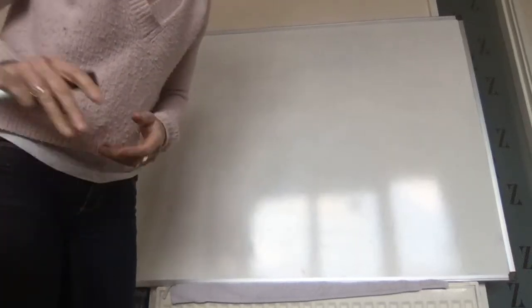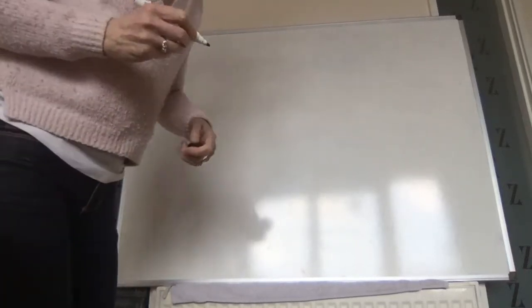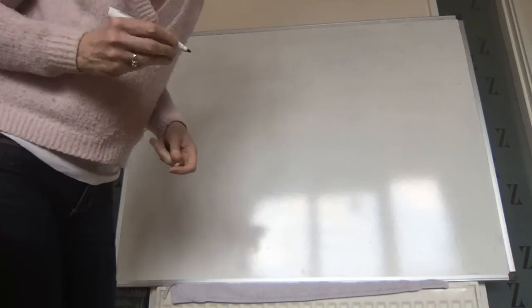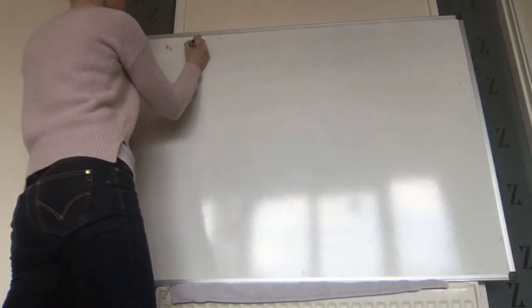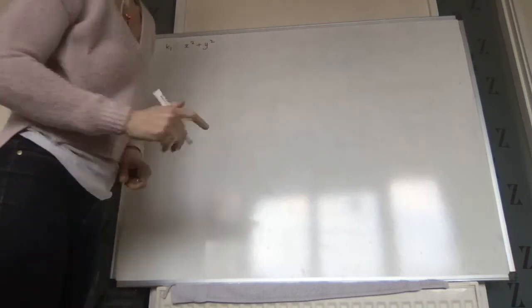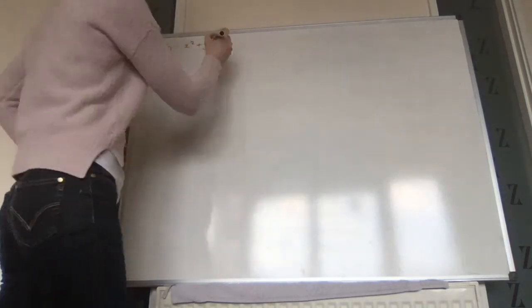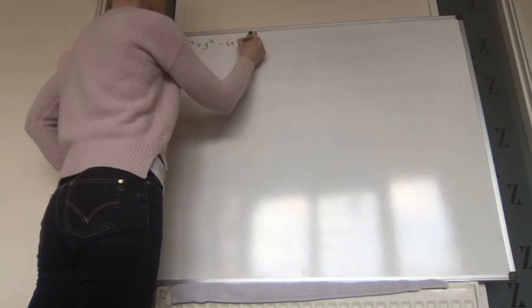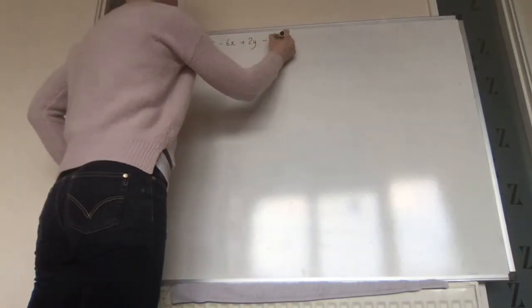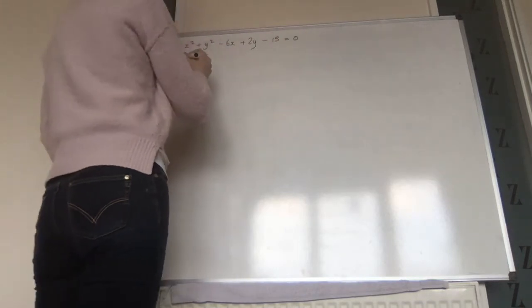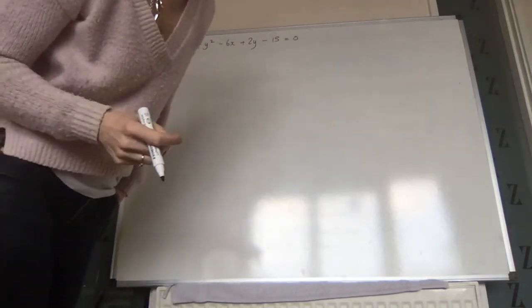Question 3. Two circles K1 and K2 touch externally. The equation of circle K1 is x squared plus y squared minus 6x plus 2y minus 15 is equal to 0. Find the center and the radius of K1.